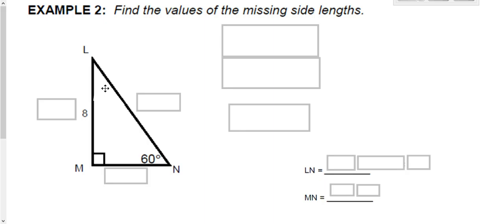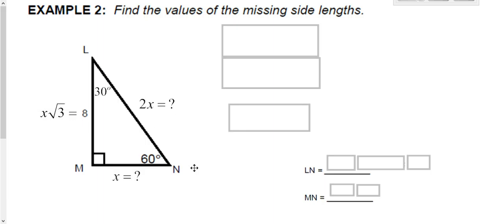Example 2, again, there's our 30-degree angle. So opposite the 30 is the x side. Opposite the 60 is x times the square root of 3, and it's the side we know, so we know that x times the square root of 3 is 8. There's our equation we're going to solve in a minute. And here the hypotenuse is the 2x side. So we don't know what x is yet. We know that x times the square root of 3 equals 8, so we're going to solve that.